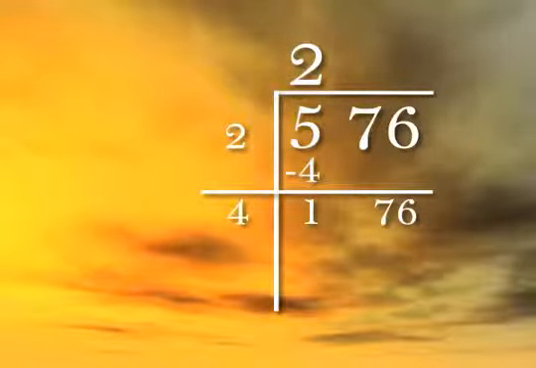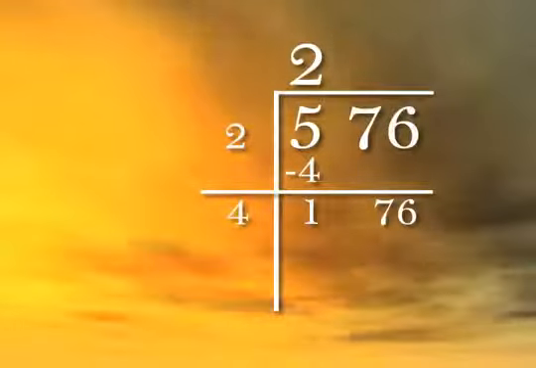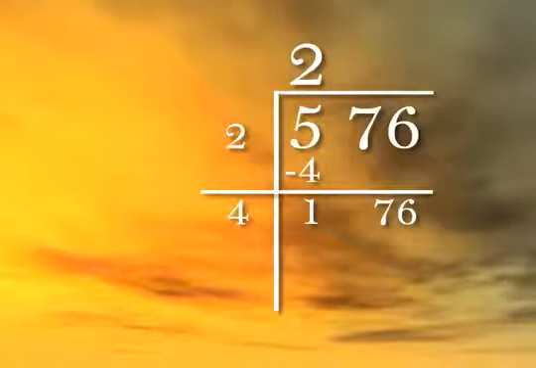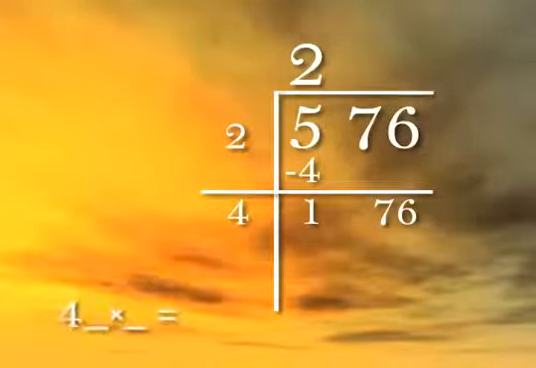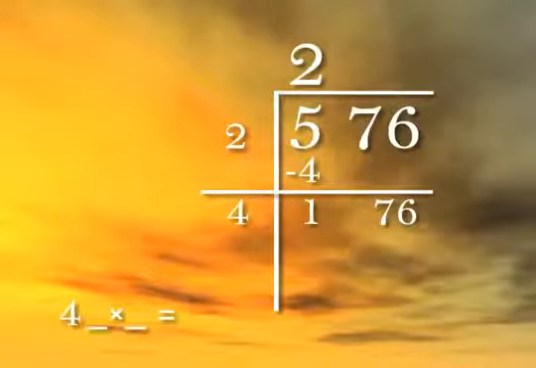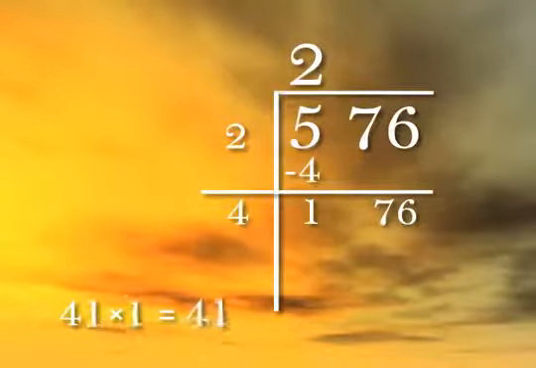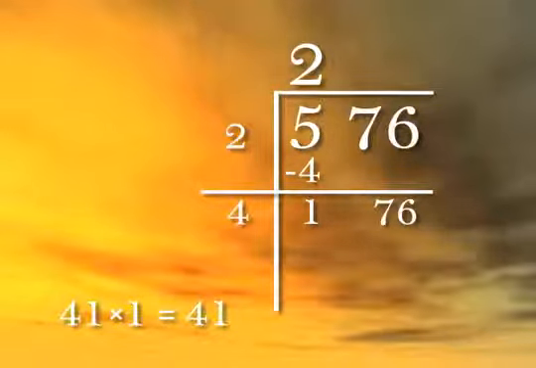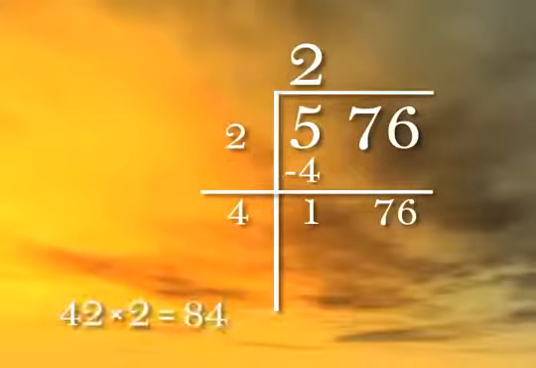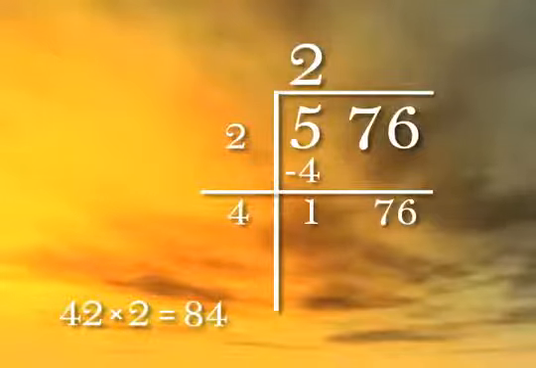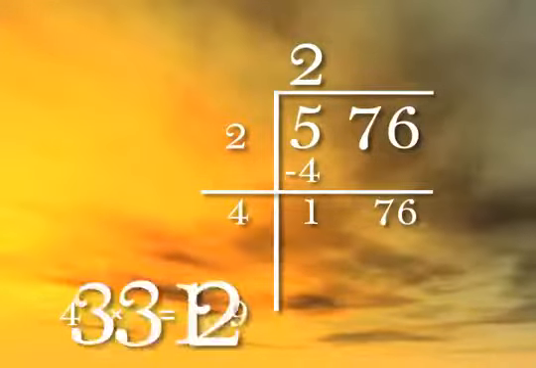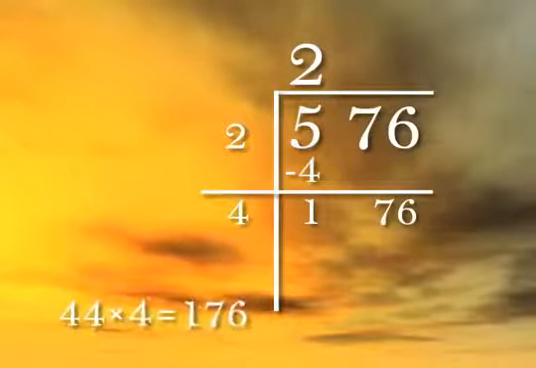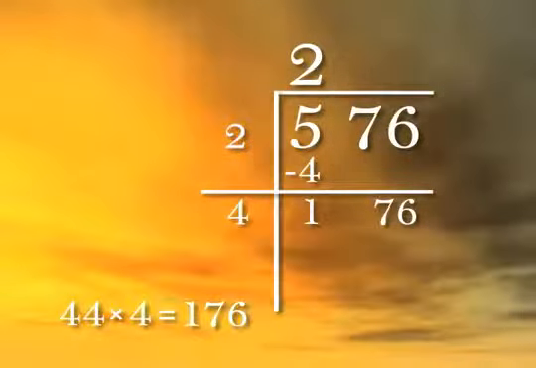The next step is to affix a number to the divisor and then multiply it by the number affixed to it. That's hard to explain, but easy to demonstrate. 41 times 1 equals 41. In this case, we're affixing the number 1. 42 times 2 is 84. In this case, we're affixing the number 2. 43 times 3 is 129. And 44 times 4 is 176, and so on.